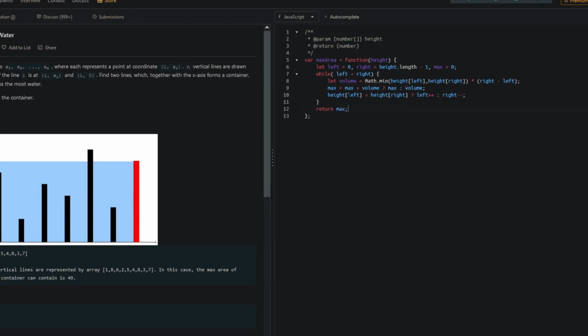And then we basically check which one of the two is lesser. Either we increment the left pointer or we decrement the right pointer. And we just keep doing this while left is less than right, and we return max. That's pretty much the explanation for this code.